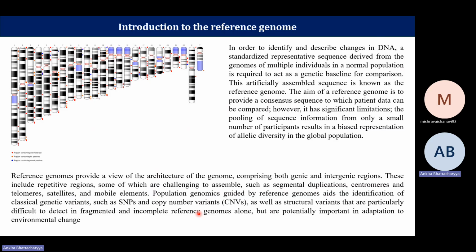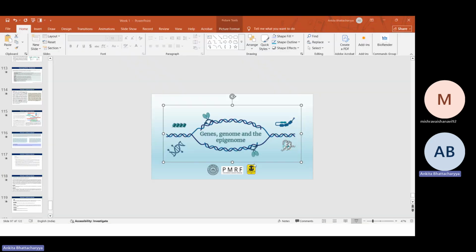Apart from that, population genomics, guided by the reference genome, also aids the identification of classical genetic variants, which is what I was just saying, that any population specific disease disparity can also be identified using the reference genome, as well as structural variants, which are very difficult to detect in fragmented and incomplete references alone, but are very important for adaptation. So basically, any change from the generalized baseline of genomes can be studied using the reference genome as a comparison. So that was the idea that I wanted to discuss for today.